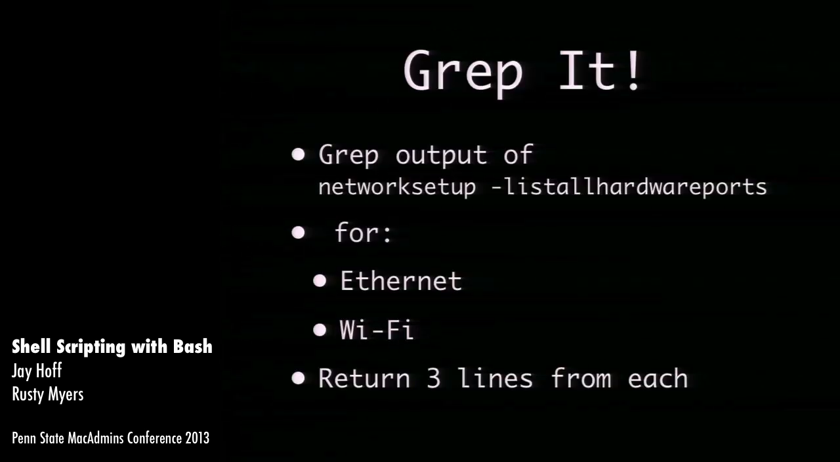So for exercise 5, we're going to grep the output of networksetup -listallhardwareports for Ethernet and Wi-Fi, and return the 3 lines from each. So we're going to look at exercise 5.